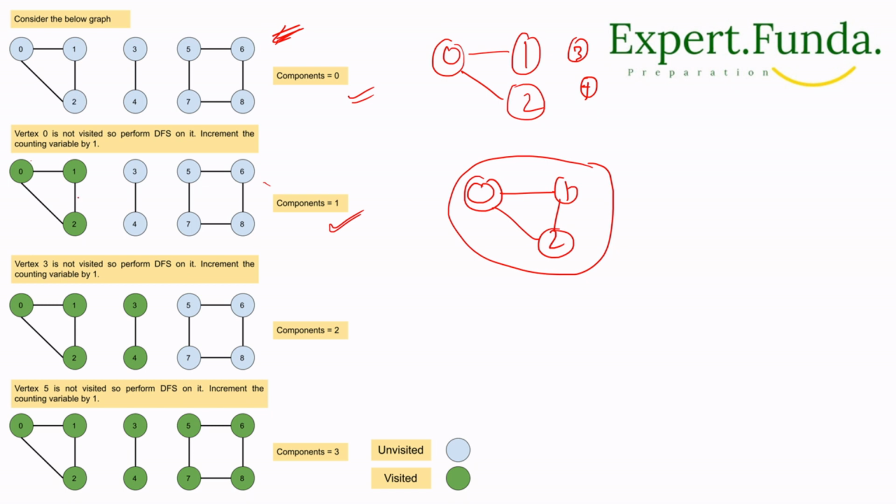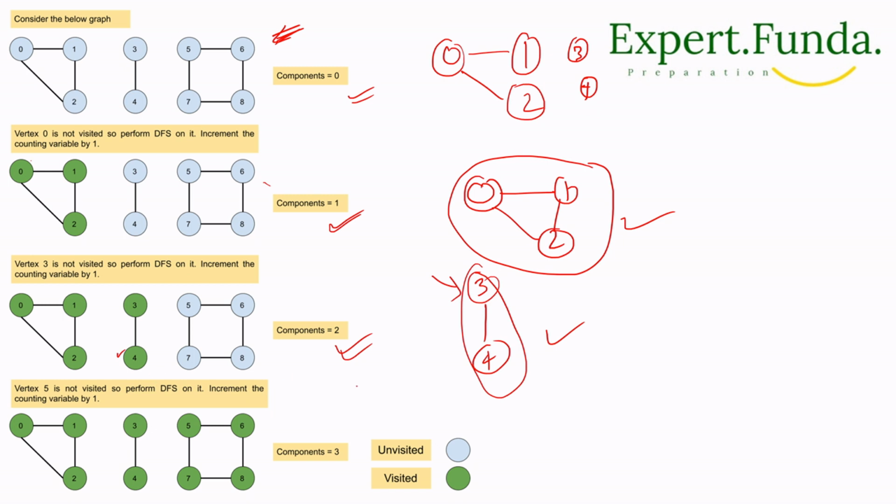There is no edge between them, so we will reach 3. We will visit 3 and start going to 4, because 3 is not visited, so we have to perform DFS on this one, and we will increment the counting variable by 1. So now we have 3 and 4. We have started visiting from here and gone till 4. So this is one component; one component was this one and now this one. So total components is 2. Now we have vertex 5, which is not visited, right?